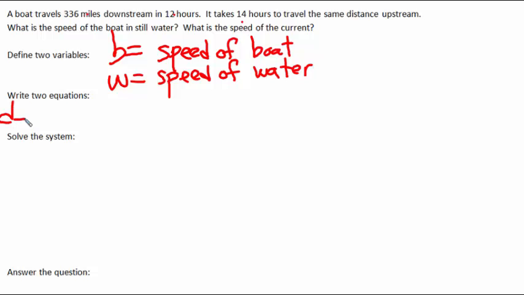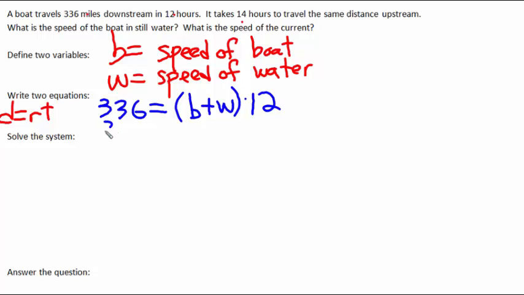So the two equations you're going to want to write come from the idea of distance equaling rate times time. So when we go downstream, the distance is 336, and the rate is with the boat and the water helping each other out. So what we really have here is the boat's speed plus the water speed pushing it along. That's going to be B plus W, which is going to be faster than just plain old B, which makes sense because we're going downstream. We should be going faster than if we were going upstream or without any current at all. So B plus W is the overall rate, the boat's rate plus the water's rate working together, times time, in this case, 12.